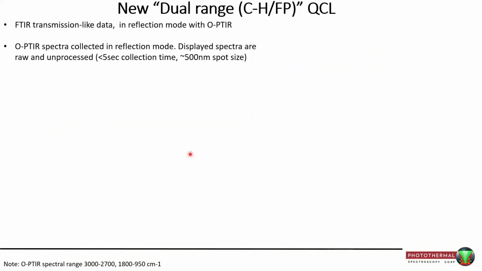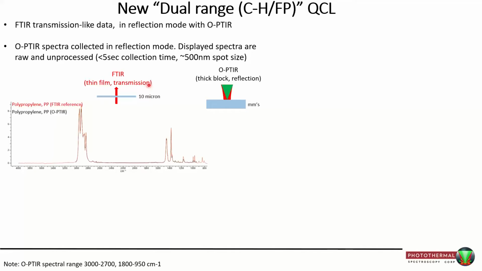Here's an example of how we compare O-PTIR and existing databases for FTIR transmission. So I'm going to show you some reference data that was collected as a thin film in transmission mode, probably of about a 10 micron thick section. I'm going to compare that with O-PTIR that's been collected off a thick block in reflection mode. And each one of these O-PTIR spectra is about a half a micron spot collected in a few seconds.